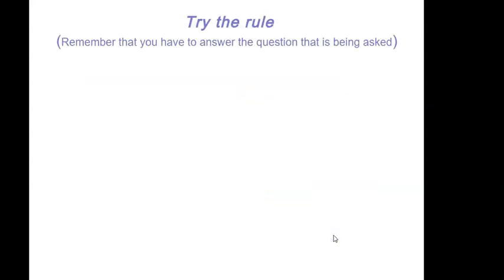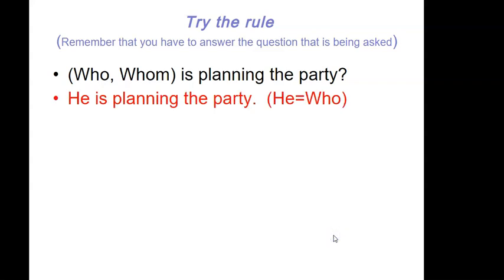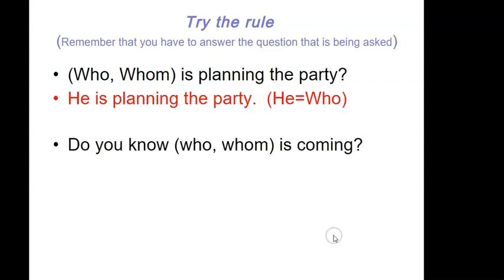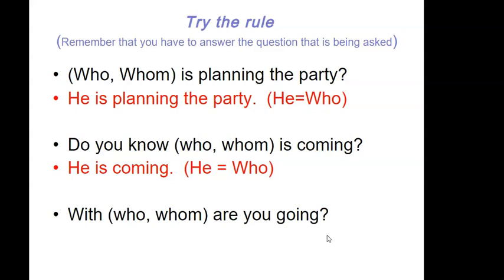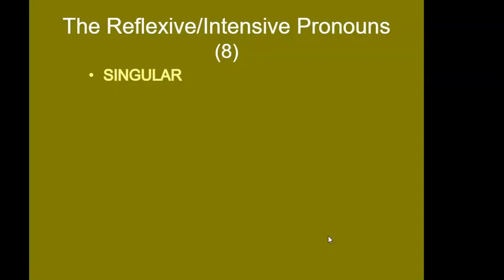Try the rule. Remember that you have to answer the question that's being asked. Who is planning the party? He is planning the party. Do you know who or whom is coming? He is coming. So we must use who. With whom are you going? I'm going with him. Him, so we must say whom.